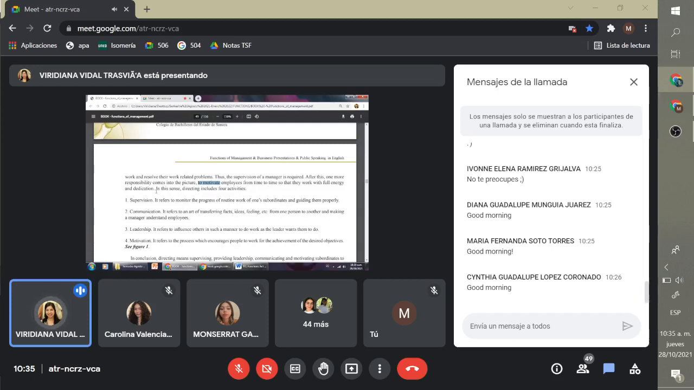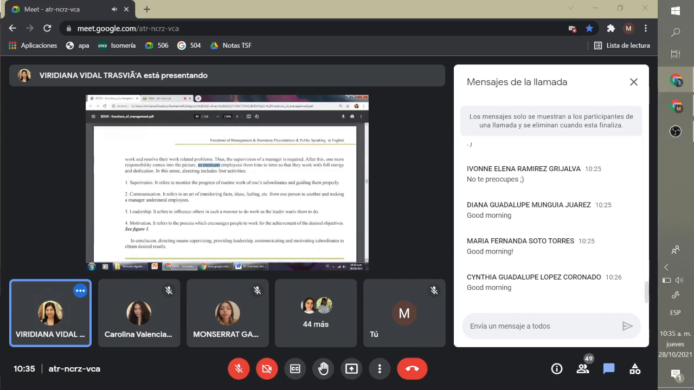In this sense, directing includes four activities. The first one is supervision. Can somebody help me with a reading of this definition? What is supervision?